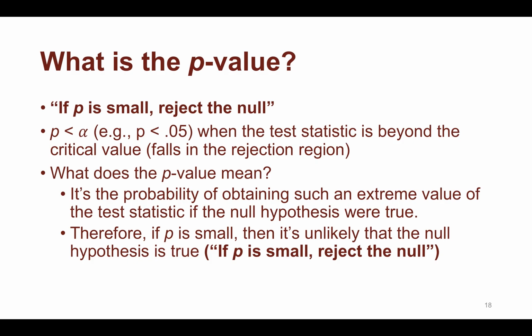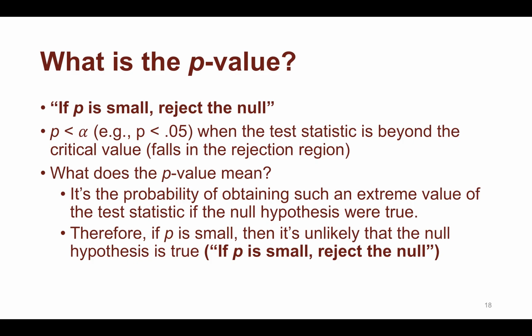So what is a p-value? One phrase to try and remember this is: if p is small, reject the null. Basically, if it's smaller than your significance level of 0.05, for example, then that means you should reject the null hypothesis, and you're saying that you have enough evidence to support your alternative hypothesis. So what does the p-value actually mean?